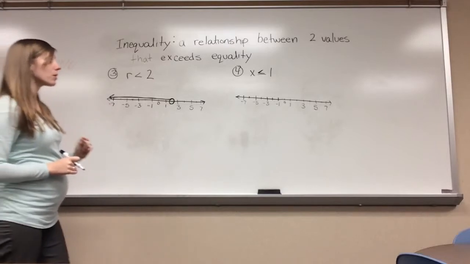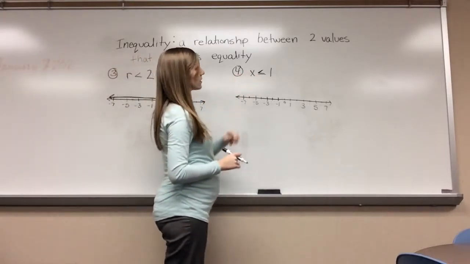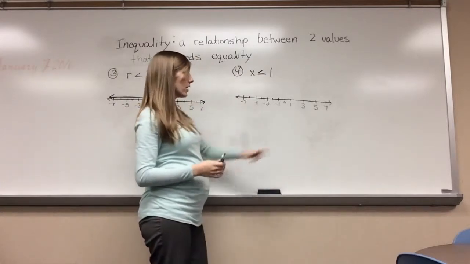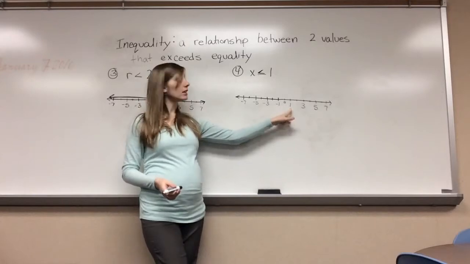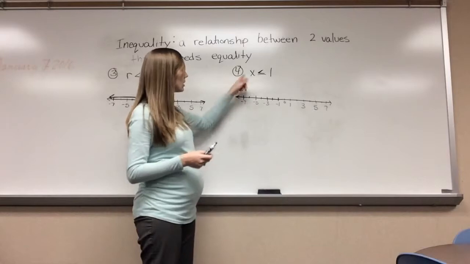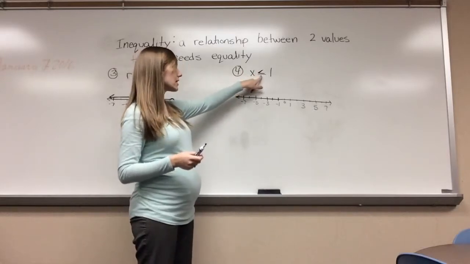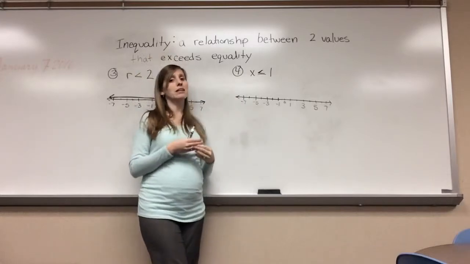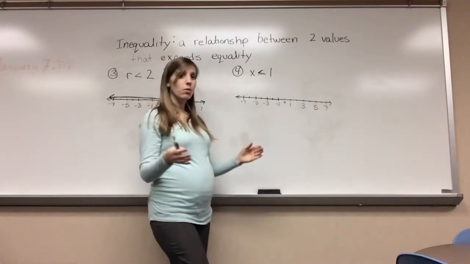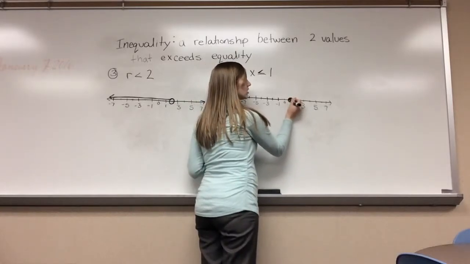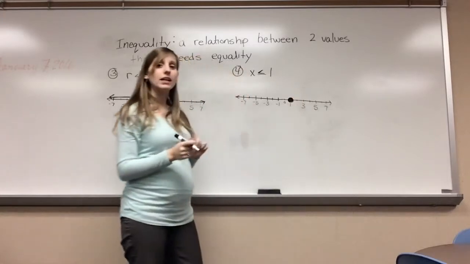For problem number 4, our inequality is x is less than or equal to 1. So let's start with our first point. It has to be at 1, which is right here on my number line. And then I have to figure out if it's a filled in dot or an open dot. Well, this says x is less than or equal to 1. That means that 1 can be a solution. So 1 is where we start, and this is going to be a closed in dot. Okay, filled in, because 1 is an answer.